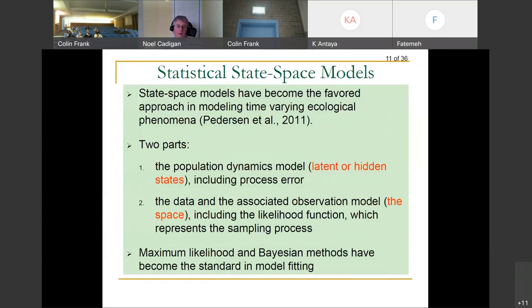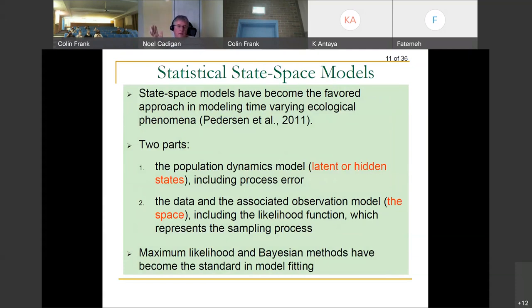Now, another modeling approach that's getting popular in stock assessment is statistical state space models. And it's not just stock assessment, right? Pedersen and Albertsen felt that they had become the favorite approach in modeling time varying ecological phenomena.